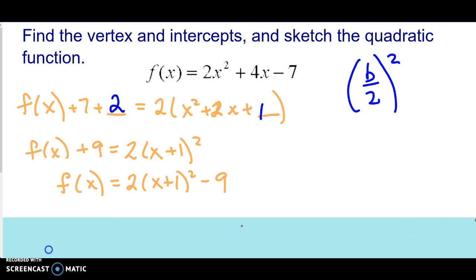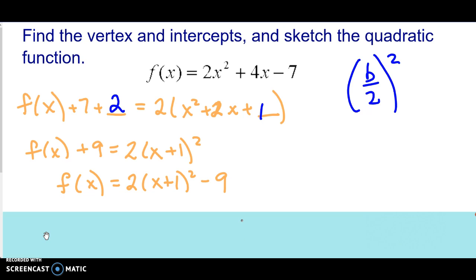Okay, so in terms of putting this into vertex form, notice that I combine like terms to get the 9, and I factor this right-hand side. That was the whole point of completing the square. My last step was to bring this positive 9 back over here. So this is my vertex form, which allows me to identify my vertex.